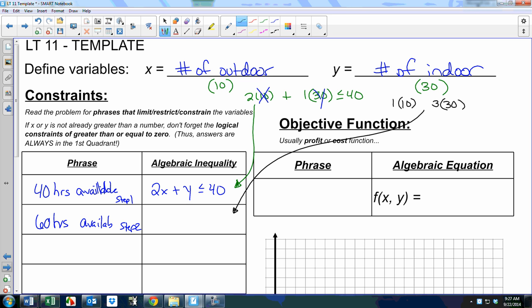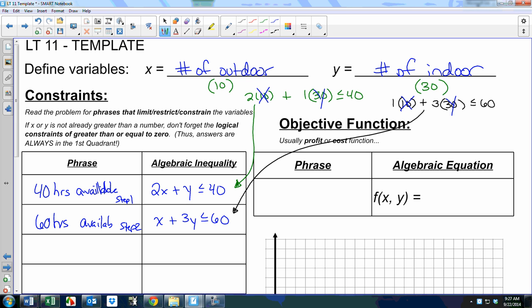No, because you're adding those two numbers, 10 plus 90, in your head. You're adding them and you're seeing if they're smaller than 60. Doesn't matter, the answer is no. You just wrote your second inequality. 1x plus 3y is less than or equal to 60.